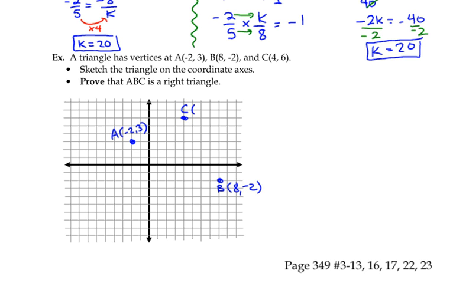C. 4 and 6. So you should have grabbed your rulers or, to the best of your ability, draw these lines. Uh-oh, wrong line. Don't want an arrow. Okay. So my question to you, the second part of this question says prove that this triangle ABC is a right triangle. So let's talk about what makes something a right triangle.